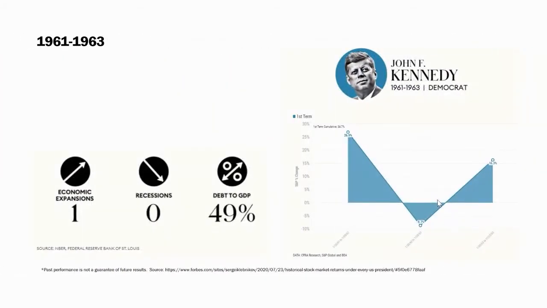So let's keep this ball rolling and go to JFK. 1961 and 1963. I think everyone in the United States knows what happened in 1963, the tragic assassination of JFK. Obviously that was a major catastrophe, but it also created some turmoil outside of just presidential elections, with a lot of other things going on in the world with that.